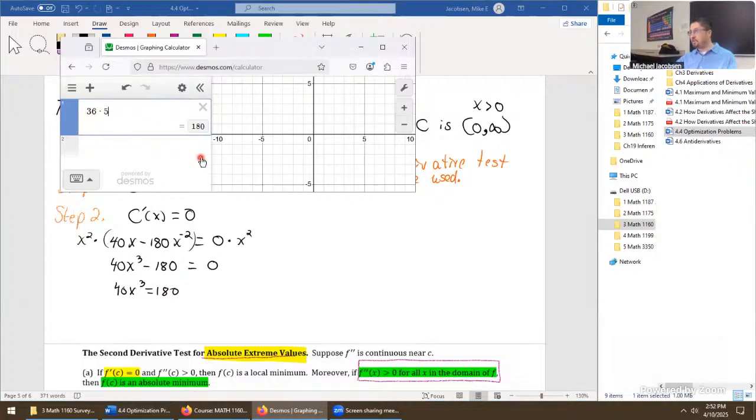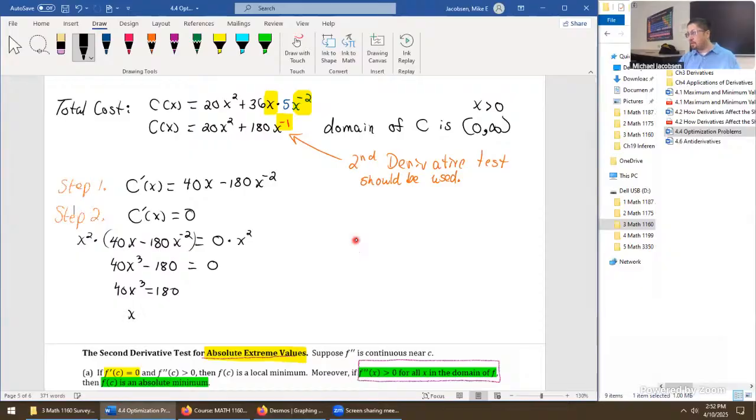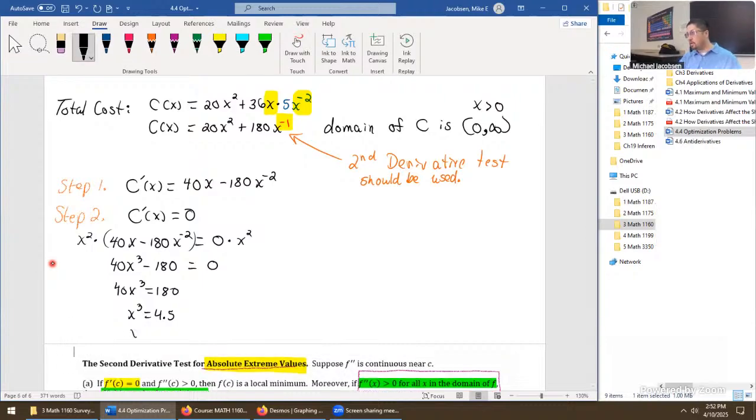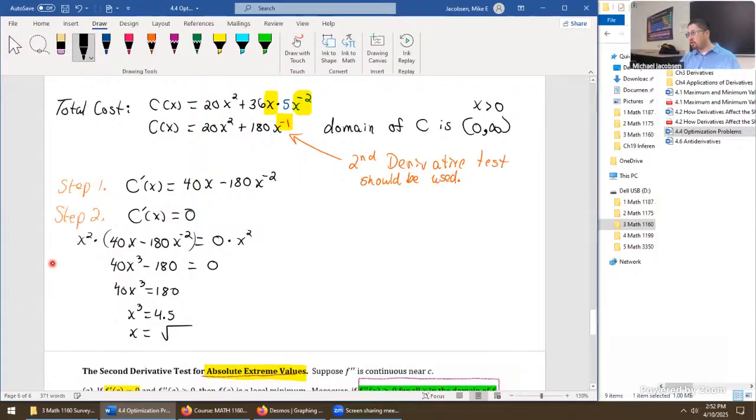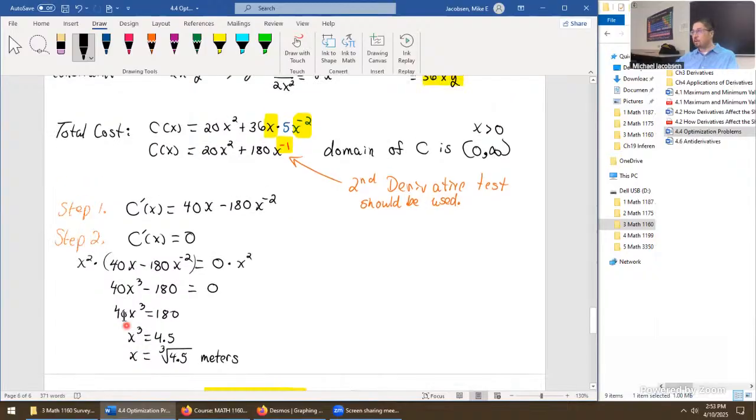That's a calculator job. So we've got 180 over 40, giving us an even 4.5. Let's use that decimal number since it's exact. x cubed equals 4.5. Now take the cube root of both sides, and x is going to be equal to the cube root of 4.5, and this is in meters. Recall x was just the width of the box that we're building originally up here.